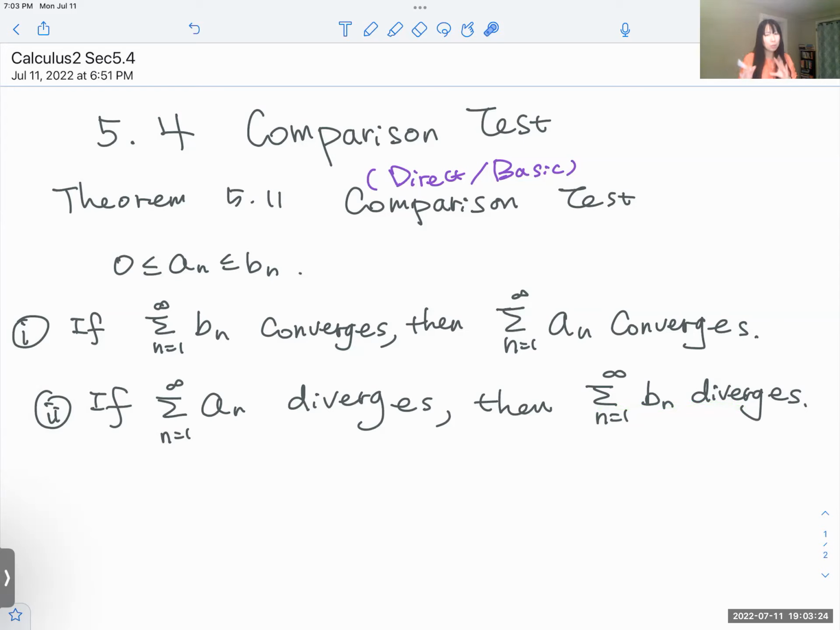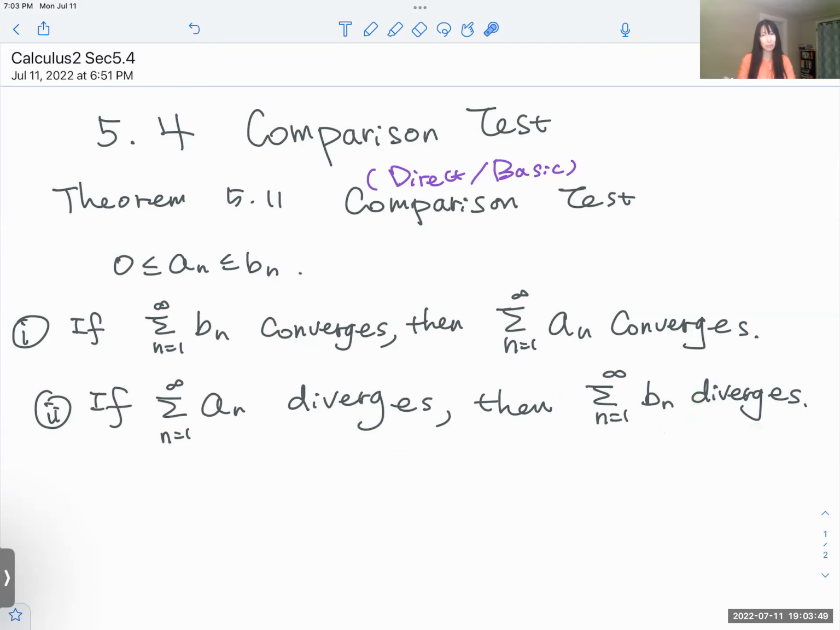Okay. If for the smaller series we show that it converges, then the bigger series converges automatically. We can conclude. Okay. Then if for the smaller series we show that it diverges, since the smaller series diverges, then the bigger series diverges.